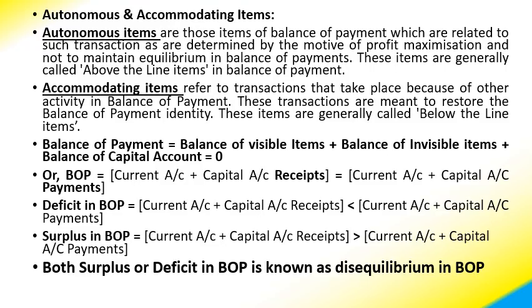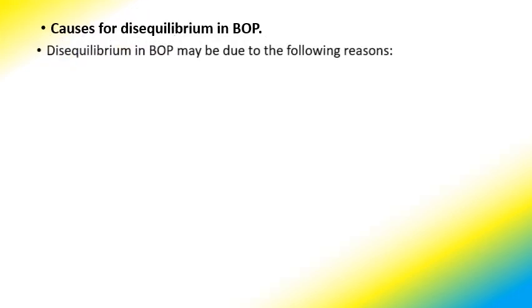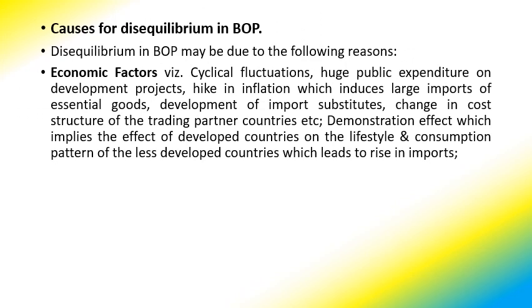So what are the causes of disequilibrium in BOP? Disequilibrium in BOP is caused by economic factors, as we have given certain points over here: cyclical fluctuation, huge public expenditure on development projects, hike in inflation, which includes large imports. You are importing more and more goods from foreign countries. That's why your import cost is more, and exporting less, fewer exports are there.